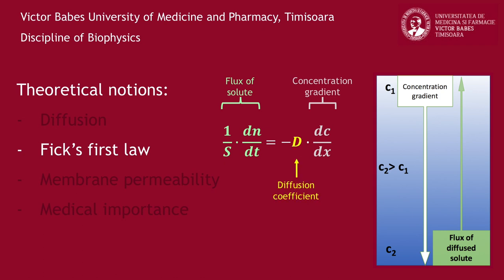The proportionality coefficient between the substance transport and the concentration gradient is called diffusion coefficient. This coefficient describes the ease of movement for an atomic or molecular species in a medium. Diffusion coefficient depends on the size of the moving particles, the solvent's viscosity, and on temperature.